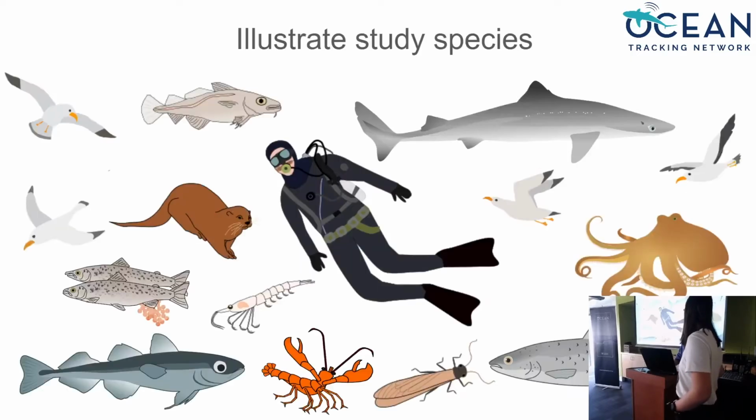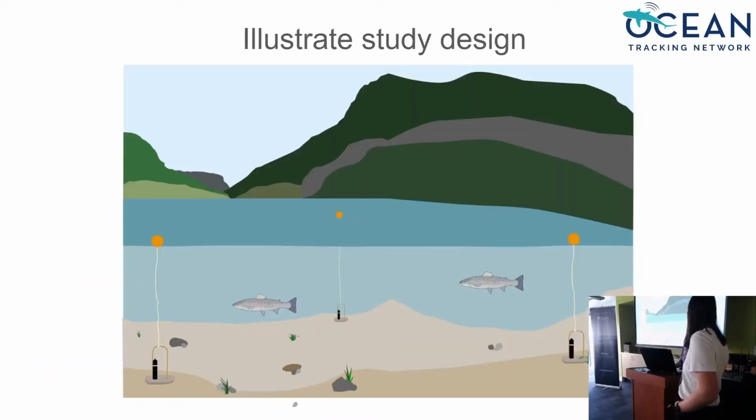So this is Robert while he was diving. These are some examples of the species we have made: trout, spiny dogfish, different otters. You can make a lot of different figures. It's really great to create a study design. This was for my master's project, the lake I worked in, trying to simplify what acoustic telemetry is for people who are not familiar.